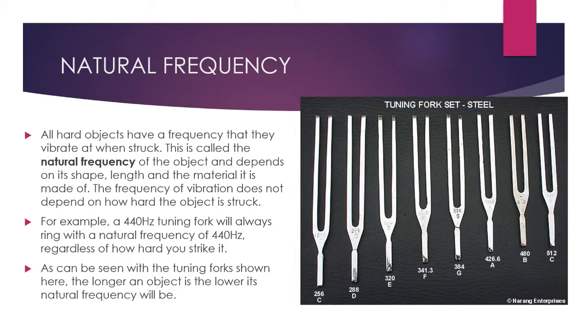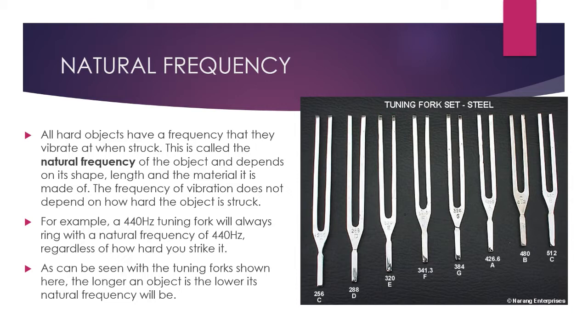So this phenomenon is applied when we're talking about tuning forks like the ones on the right there, which are used for tuning musical instruments. A tuning fork will always vibrate at the same frequency when it's struck. So for example, a 440 Hertz tuning fork will always ring at 440 Hertz. And as it vibrates, it will make the air around it vibrate, and they'll produce sound waves of 440 Hertz as well, which you can then use to tune your instrument.